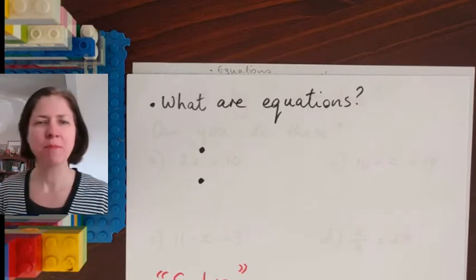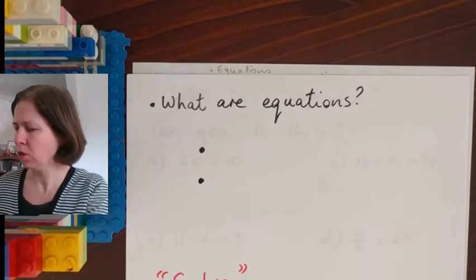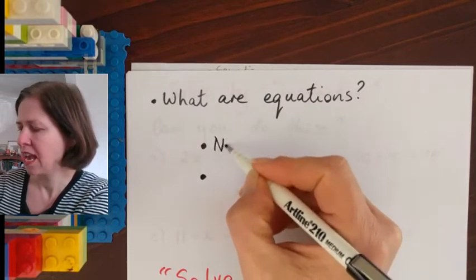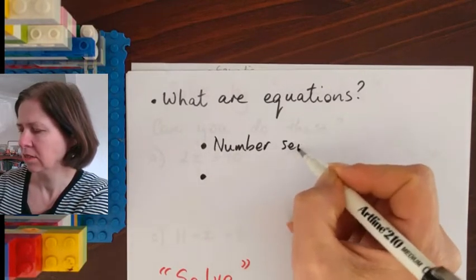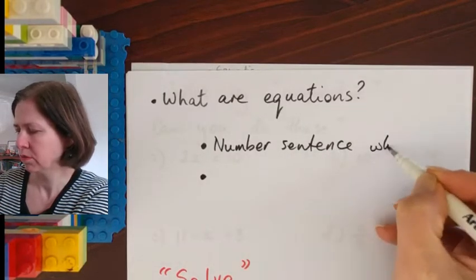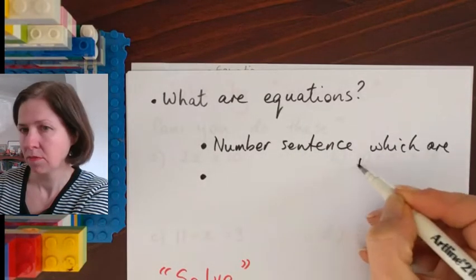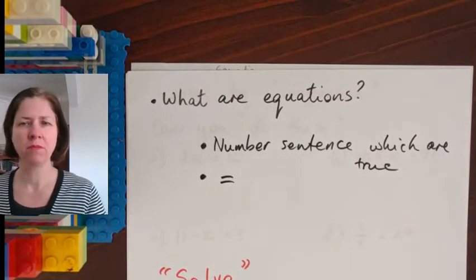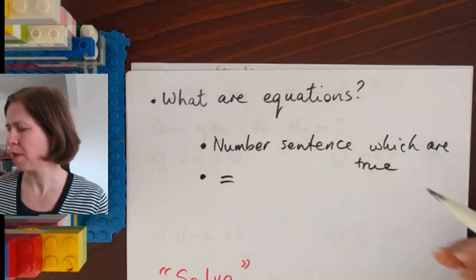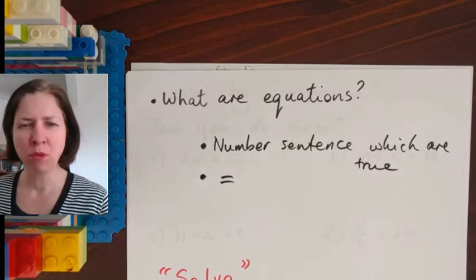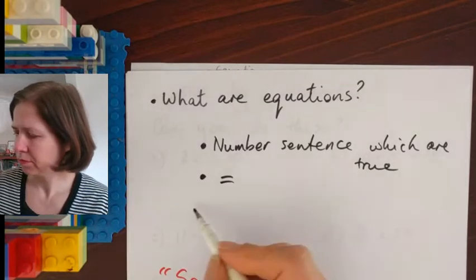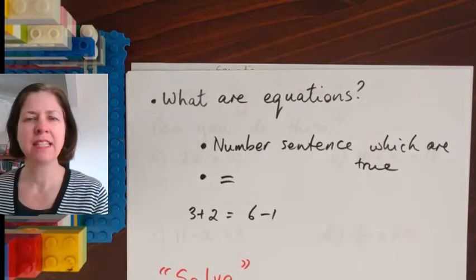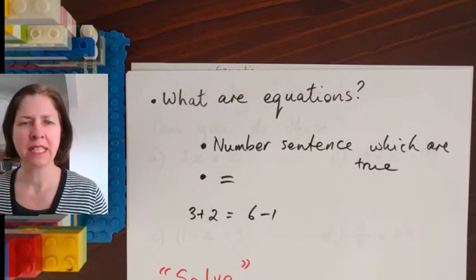Equations are number sentences like we've seen before, but they must have an equal sign and they must be true. So they are number sentences which are true, and they must have an equal sign in them. So they are two specific things that we know about equations. So for example, 3 plus 2 equals 6 minus 1 is an example of an equation. It's a number sentence which is true.